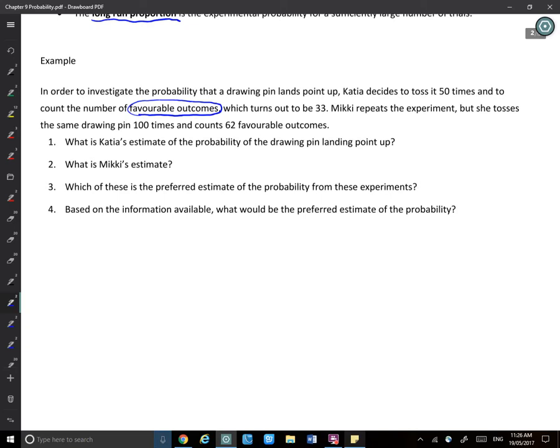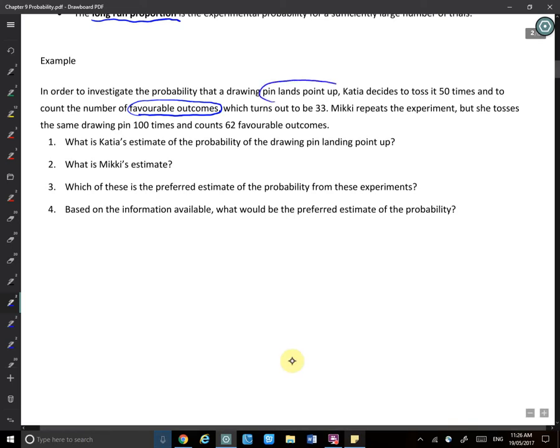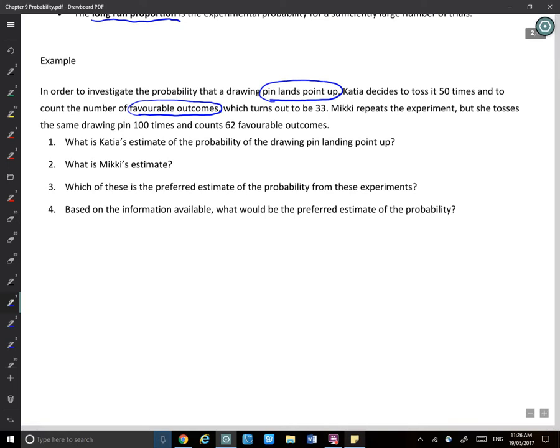What is it that I want to observe? What I'm trying to observe from this experiment: I just toss the drawing pins. What I want to see is pin point up. That's my favorable outcome. I'm interested in how many times it can land up.